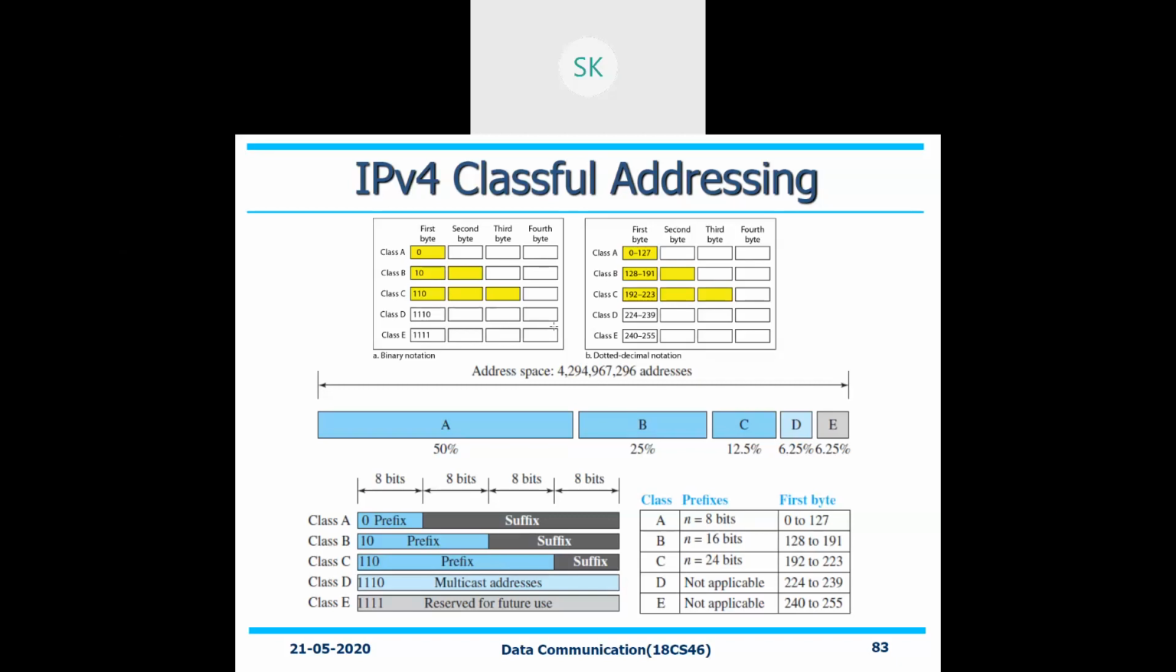Class D is used for multicasting purposes. If you are going to deal with multicasting your addresses at that point of time, class D addresses come into the picture. Normally we will not consider class D as well as class E. Those two will be left out. Only class A to class C, we will be taking to assign the IP addresses in the organization that we have. Depending on the request, how many they want, depending on that, we will be getting these addresses. So that's all with respect to classful addressing.